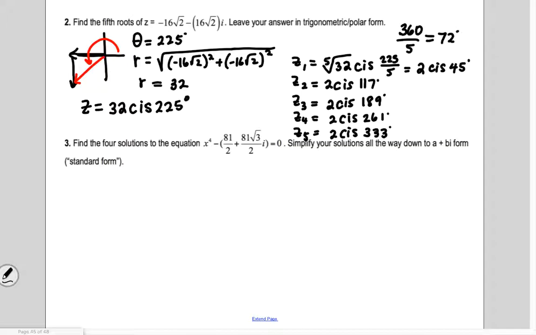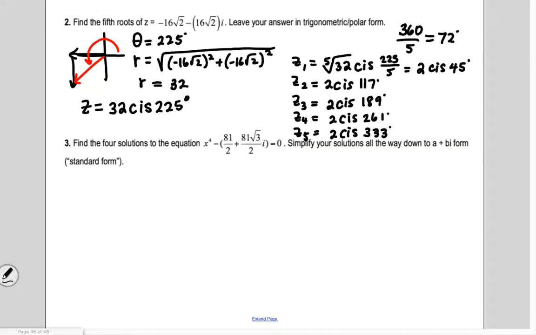Kind of cool, right? So instead of doing all this factoring, I mean, think about if it was z to the 5th. Solving something like x to the 5th would be really hard to do. Like, how do you find all those answers? We just did.